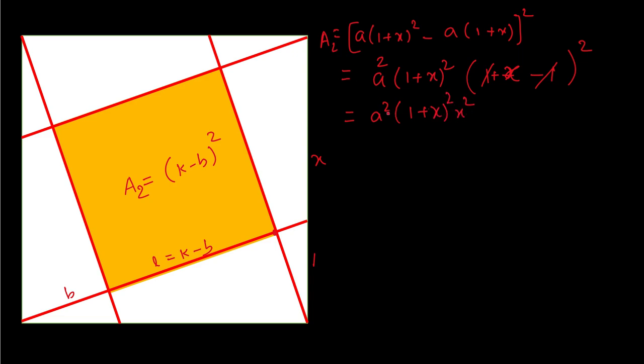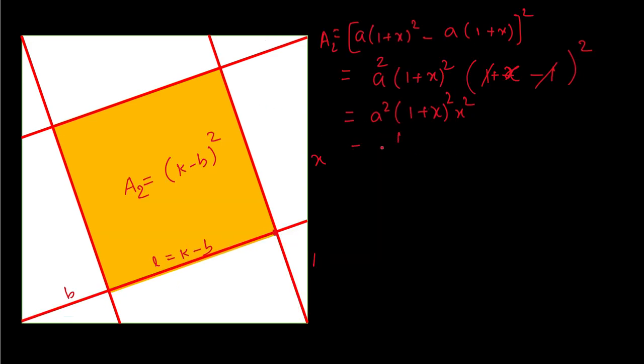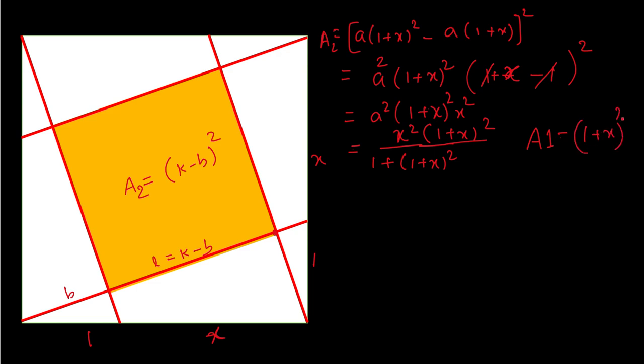This is A2. And what is the value of a square? We had written the third equation, so let's put it there: 1 divided by (1 plus x) whole square, and in the numerator we have x square times (1 plus x) whole square. This is A2, and this is A1. What will be A1? A1 is the complete area of the white region, which is (1 plus x) whole square.